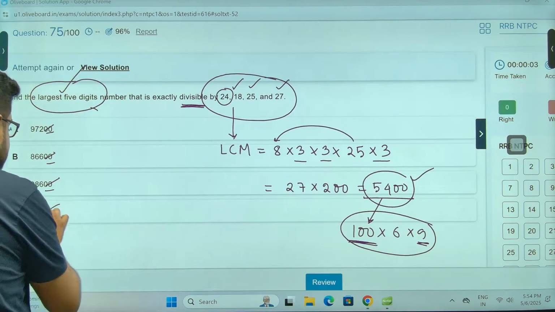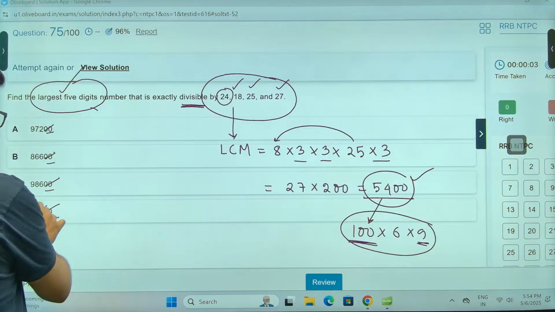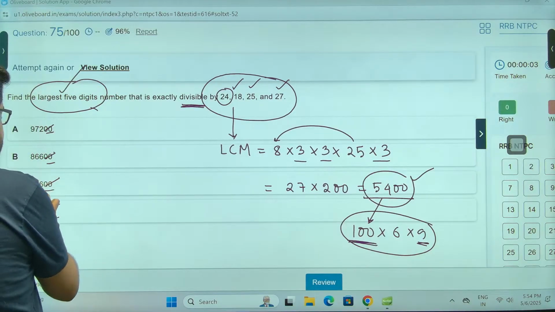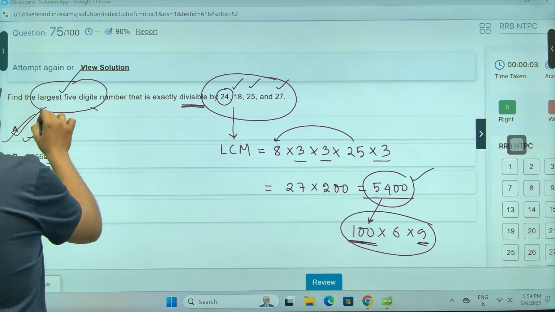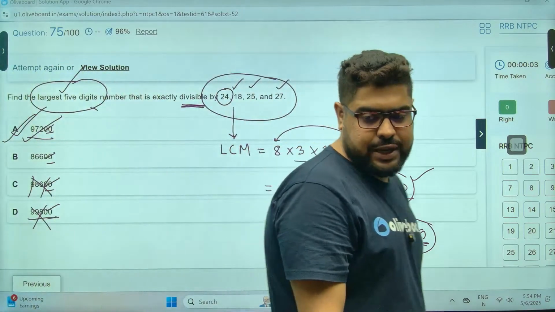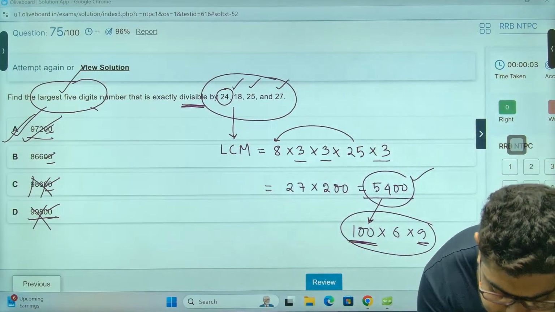Is it divisible by 9? No, sir. 9 is divisible, 8 is not. 9 is divisible, 8 and 6, it is also not. Next one, sir, it is divisible. This is my answer, sir. This is my answer, option A.